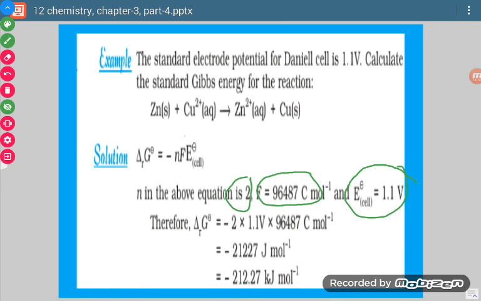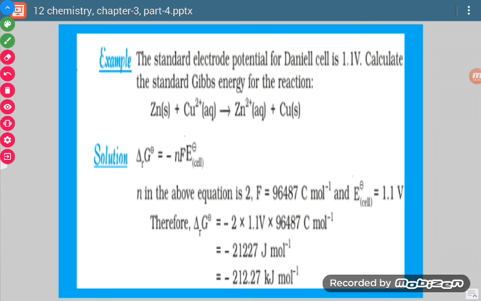Now everything is known: n, E naught, F. When we put this in, for the units we have to remember that 1 volt into 1 coulomb is equal to 1 joule. This is to be remembered. So here it comes out to be minus 212CPU27 joule per mole.